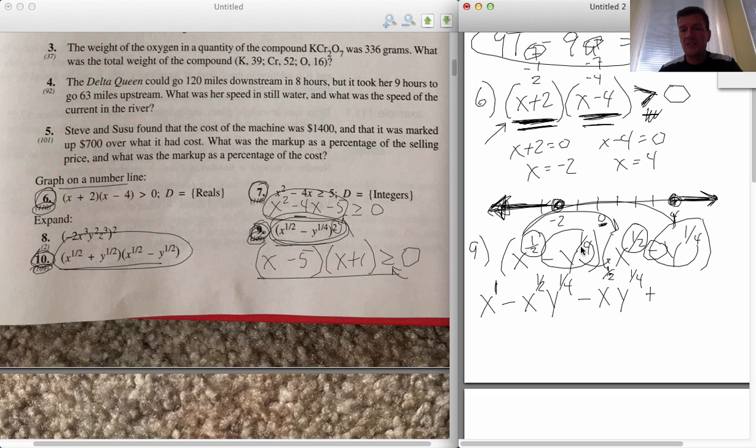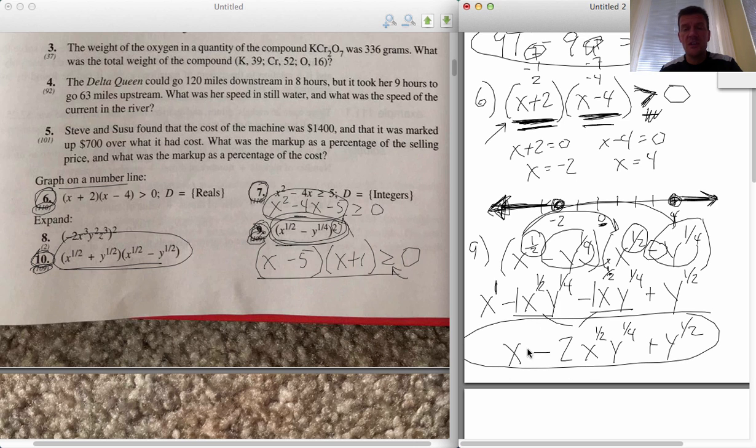So negative times negative is positive. y to the 1/4, y to the 1/4. You add exponents when you have the same base. So 1/4 and 1/4 is 2/4 or 1/2. These are like terms. They both are x to the 1/2, y to the 1/4, minus one of them, another minus one of them. You can combine these two together and get your final answer of negative 2x to the 1/2, y to the 1/4, plus y to the 1/2. That is as far as you can go until you know what x and y are. Okay?